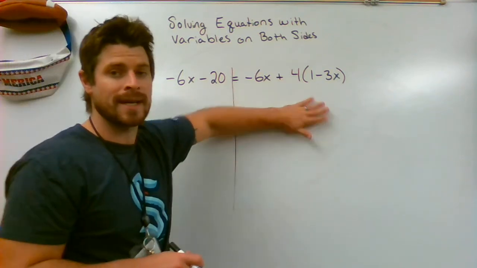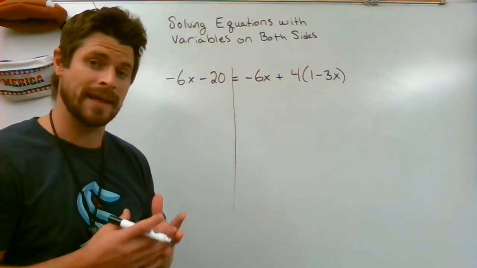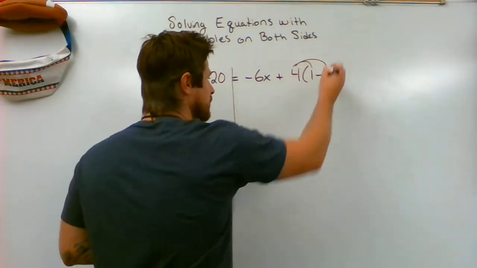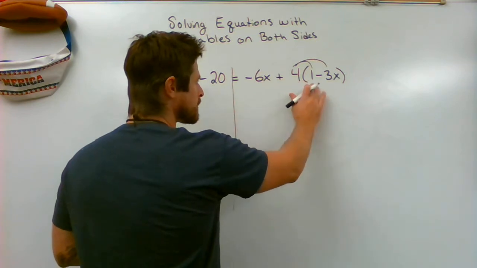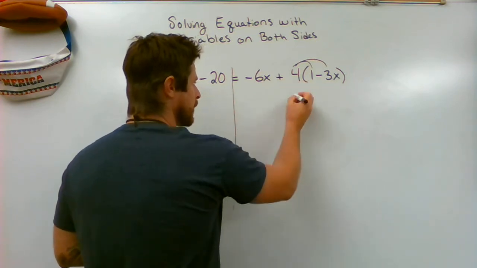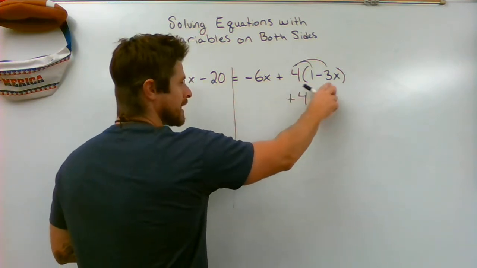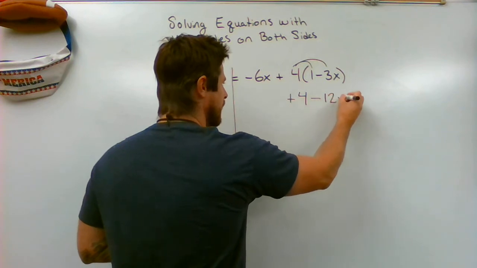Now I go to the right side and I look at this expression, and it's pretty clear to me that things need to be done and put together to simplify this side out. Step one is I'm going to have to distribute that 4 to both terms over here in the parentheses. 4 times 1 and 4 times a negative 3. 4 times 1 is going to give me positive 4. 4 times negative 3x is going to give me a negative 12x.